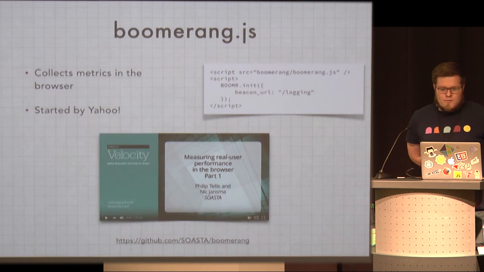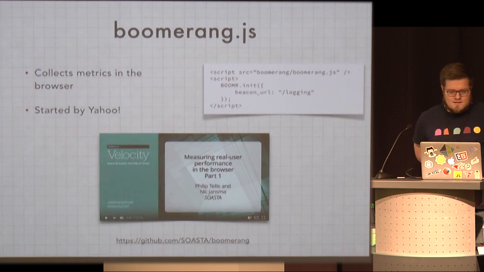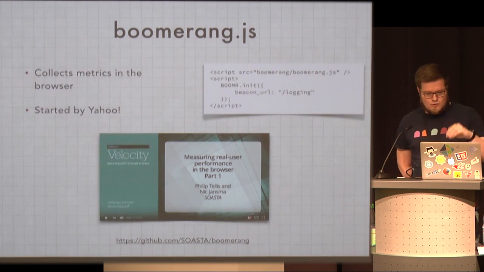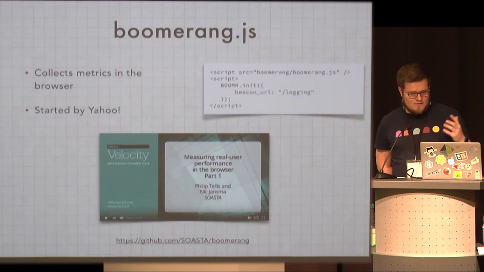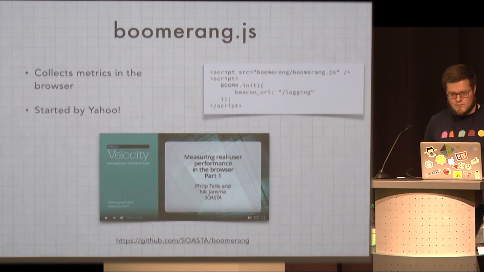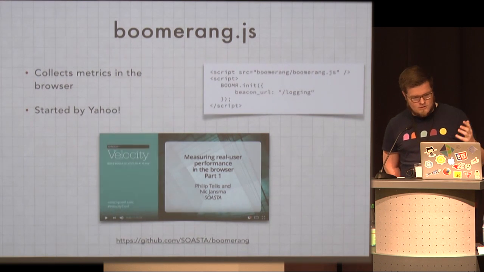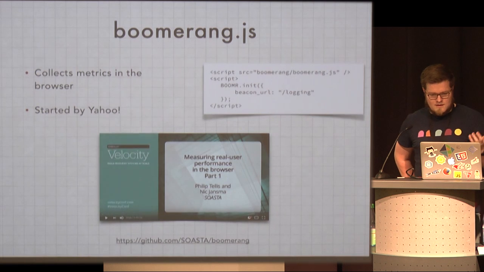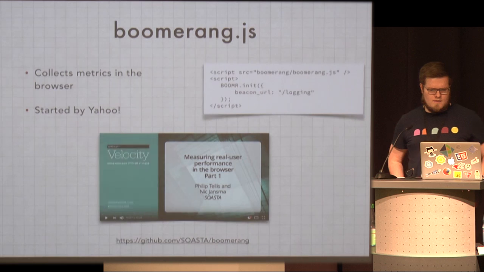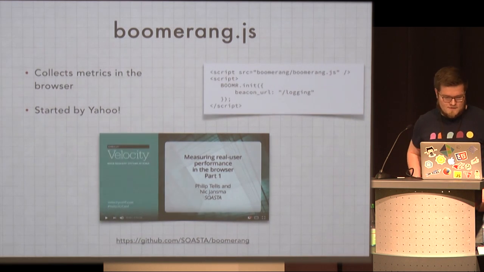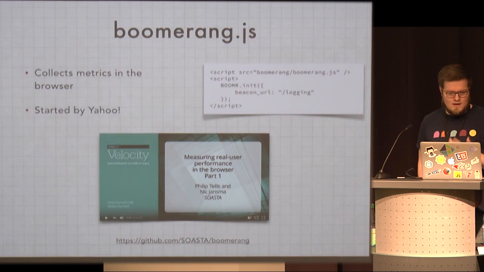Then there's an open source project called Boomerang.js. This is a JavaScript project especially for tracking RUM data, or collecting RUM data. It's a little bit older, so yes, it also supports the APIs we saw before, but it also has much code for the things you did before, so starting timers, setting timers, handling iframes, all kinds of stuff. It's quite powerful, but it's not that easy to get into.